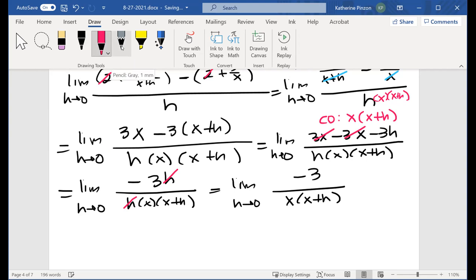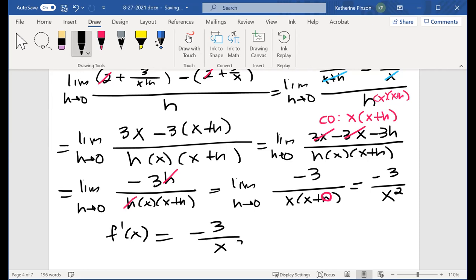Remember that I spent the time to write down that word limit every single time. How come? So I don't forget to plug in 0 for h, and because otherwise it's not mathematically correct. So I'm plugging 0 in here for h. When I plug 0 in for h, I have x times x in the denominator, which is negative 3 over x squared. Okay? That's my derivative. So my derivative, f prime of x, is negative 3 over x squared.